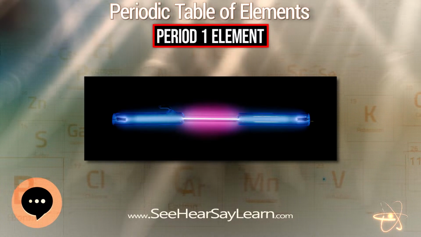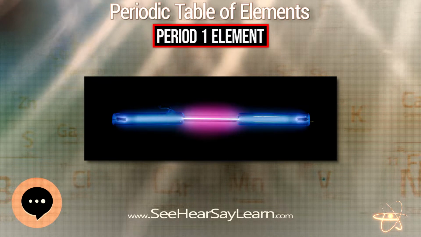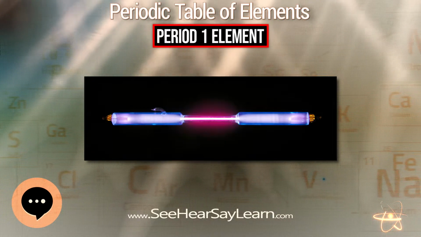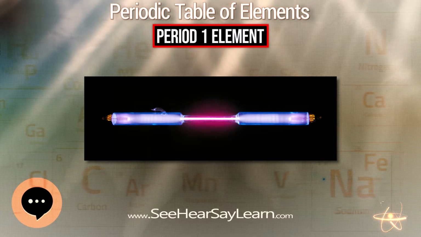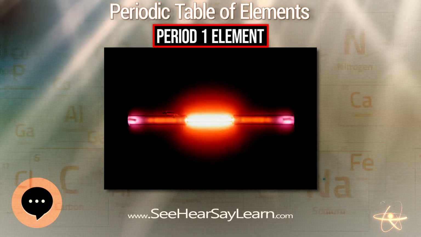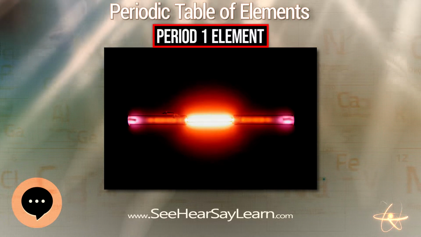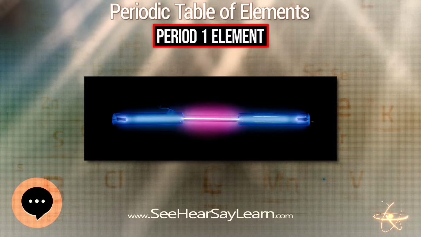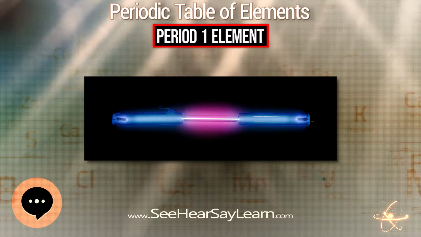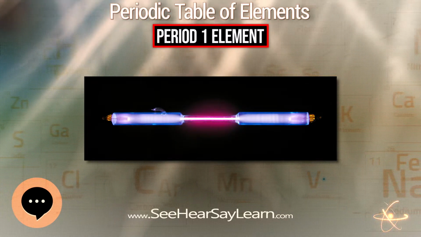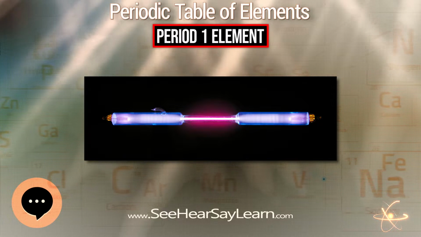Period 1 element. A period 1 element is one of the chemical elements in the first row of the periodic table of the chemical elements. The periodic table is laid out in rows to illustrate periodic trends in the chemical behavior of the elements as their atomic number increases. A new row is begun when chemical behavior begins to repeat, meaning that elements with similar behavior fall into the same vertical columns.